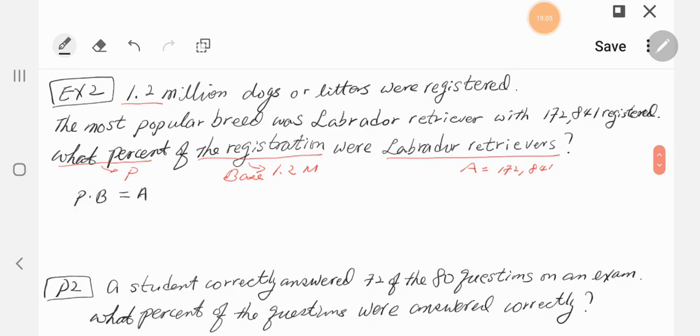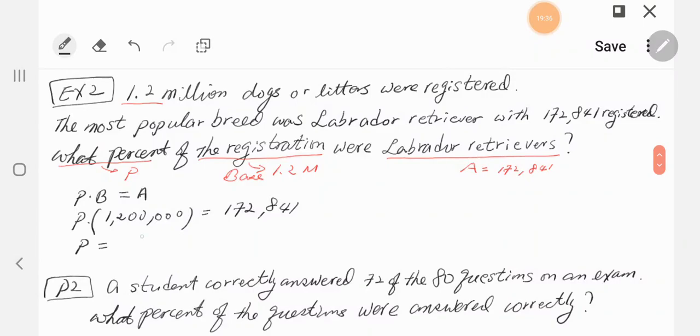PB is equal to A. So the percent is, I don't know. The base is 1.2 million. Let me write the whole number. So 1.2 million is this one, right? So that should be equal to how many retrievers? 172,841. So that's the equation. And from this equation, we can find P.